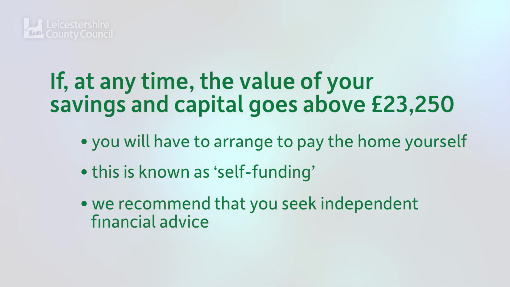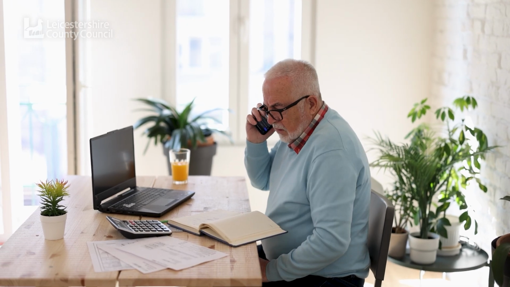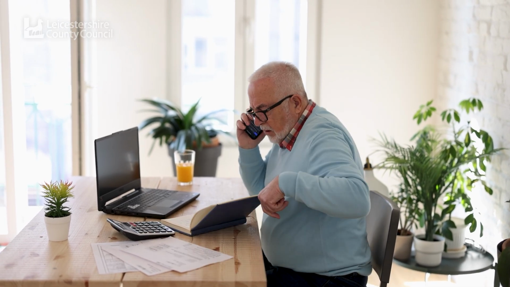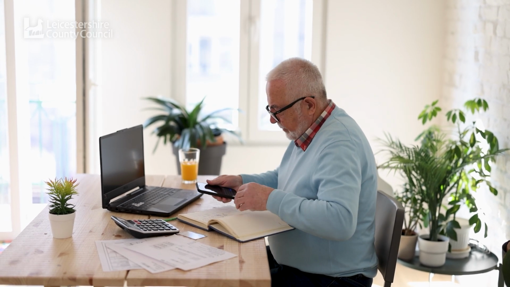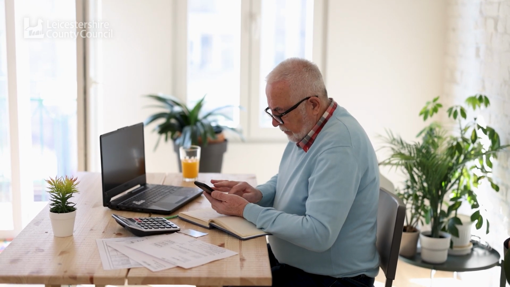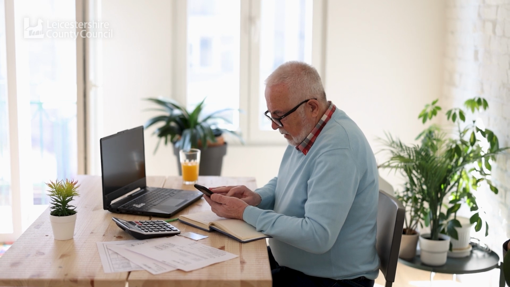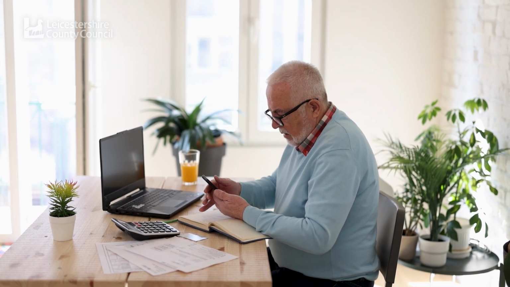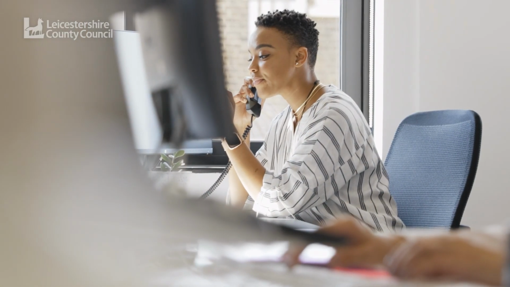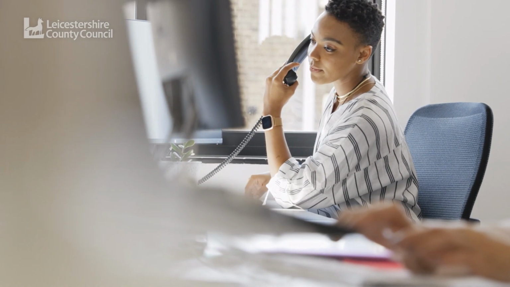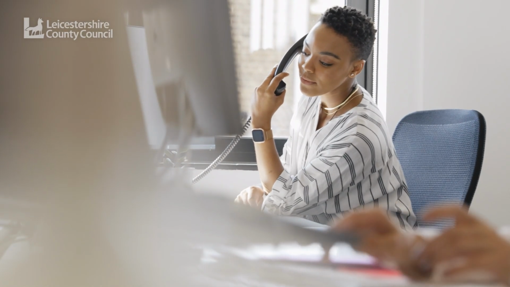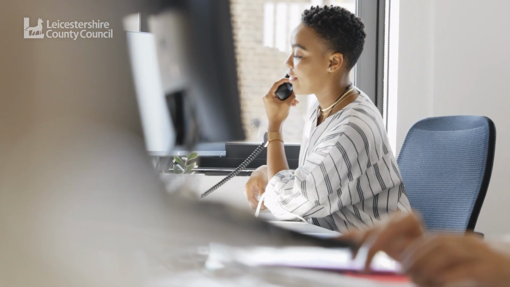If you notify us that the value of your savings and capital has fallen below £23,250, we will look at this again. This figure may include the value of any property that you own, but there are exceptions. You can ask us to start our financial assessment process when your savings get to £30,000 or lower, to allow time for your care assessment to be completed.